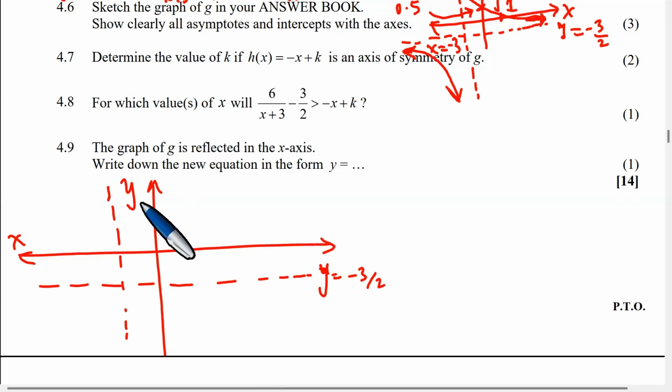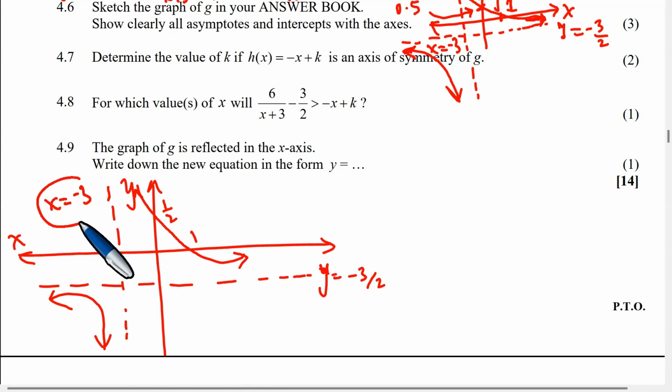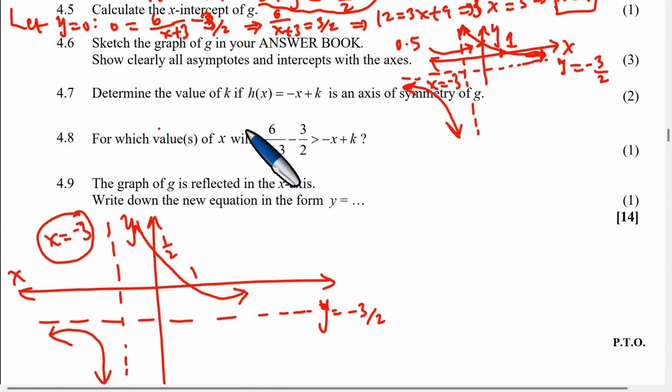So this graph is going to cut at 2 points. It's going to cut at 1/2, and it's going to cut at 1. And the graph continues. The other piece of the graph is going to be like this, which means X is minus 3. Okay, I'm just drawing a bigger graph. Right, so this is the answer to 4.6.